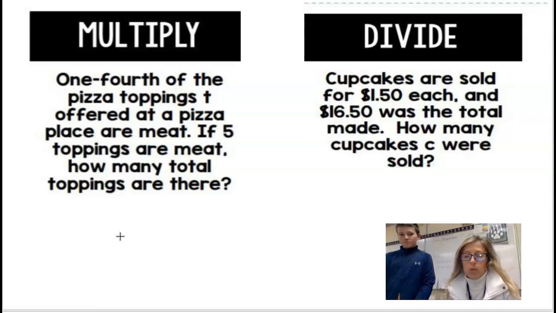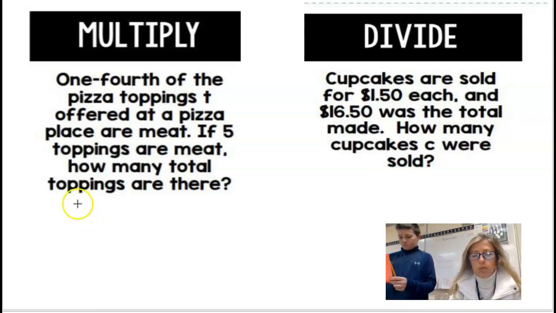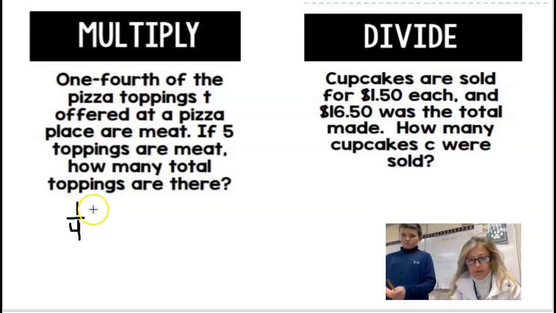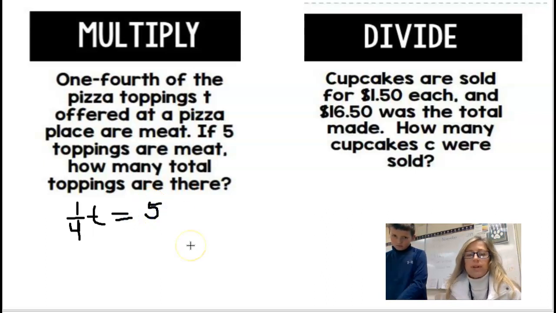It says 1/4 of the pizza toppings T offered at a pizza place are meat. If 5 toppings are meat, how many total toppings are there? Well, if 1/4 of the toppings, I'm going to write 1/4. And do you see how I'm writing with my mouse pad? 1/4 of the toppings, 1/4 of T equals 5.